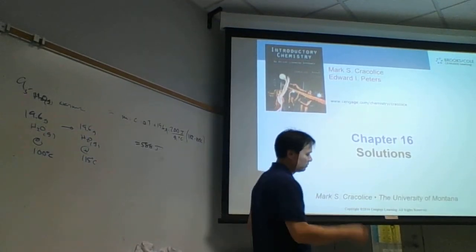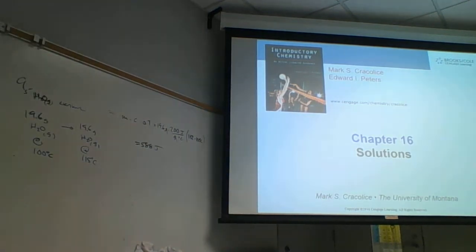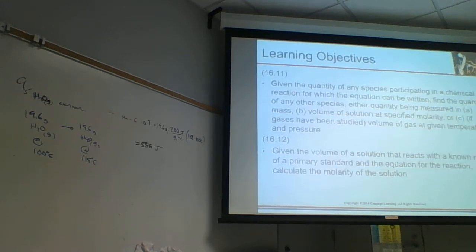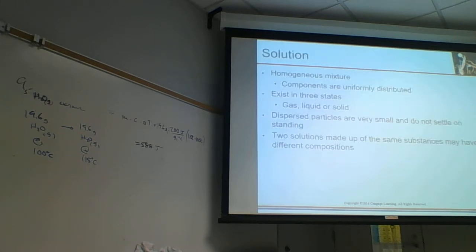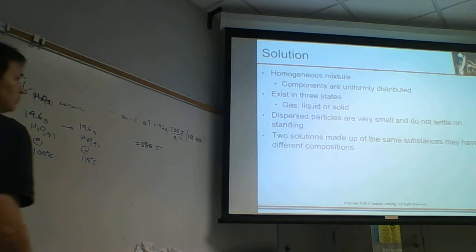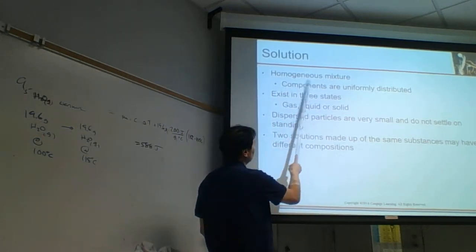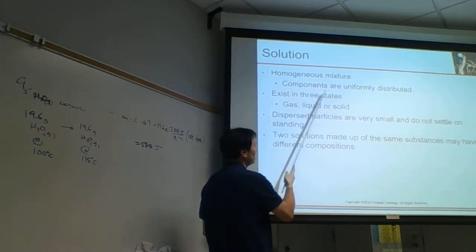But we have different types of solutions. We have gaseous solutions like air. We have liquid solutions, which we're most familiar with. We have solid solutions, probably less familiar with. Solid solutions are things like alloys. And so we have gaseous solutions, homogeneous mixtures. We have liquid solutions, homogeneous, and solid.